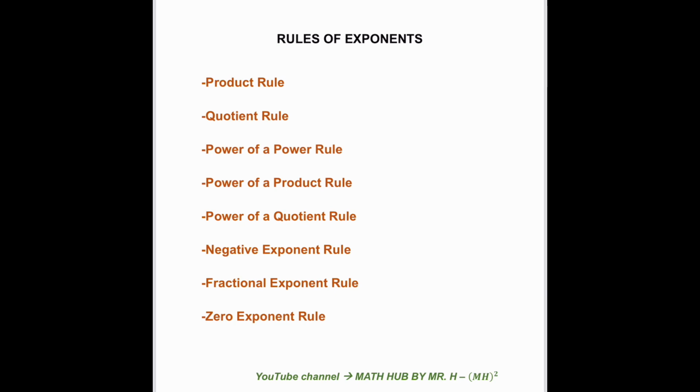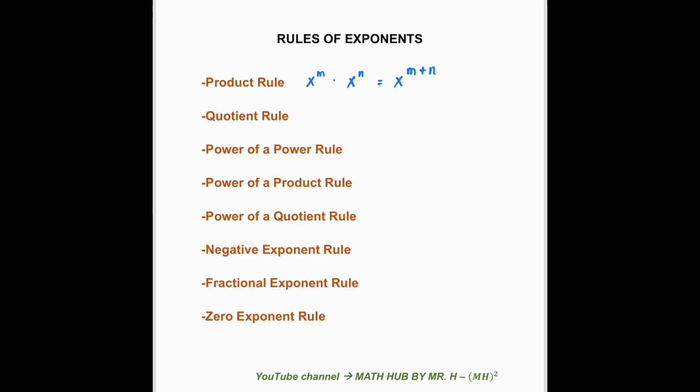So the very first rule is what we call the product rule. For example, we have x to the power of m times x to the power of n will be equal to x to the power of m plus n. So basically, if you are multiplying with the same base, what you need to do is to just copy the base and simply add their exponents.